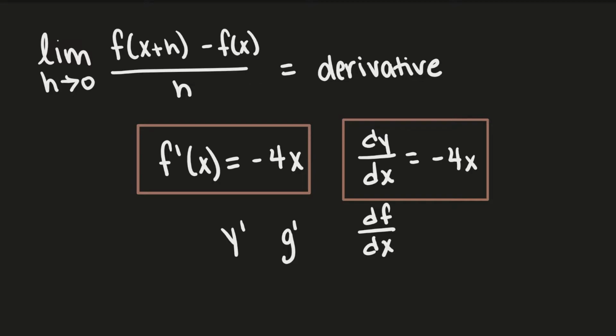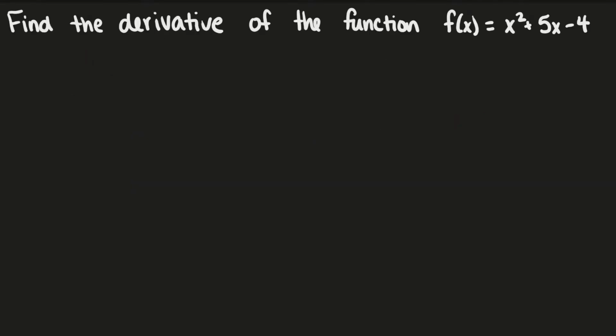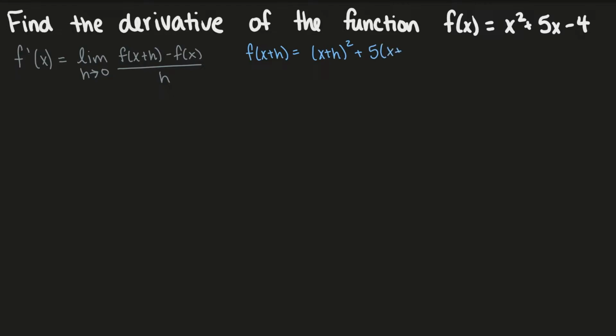Let's take an example of finding the derivative of a function using our derivative definition. Let's find the derivative of the function f of x equals x squared plus 5x minus 4. Remember, the definition of our derivative is the limit as h goes to 0 of f of x plus h minus f of x over h. So, considering our function, f of x equals x squared plus 5x minus 4, f of x plus h is going to be equal to x plus h squared plus 5 times x plus h minus 4.